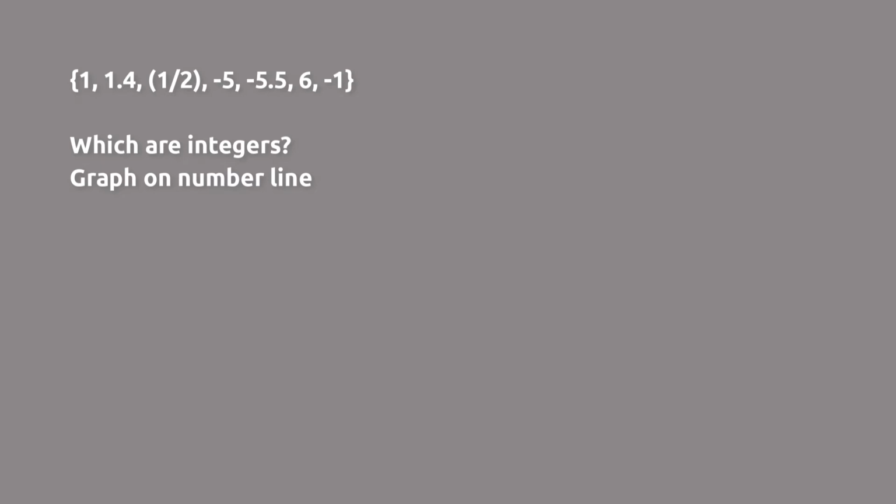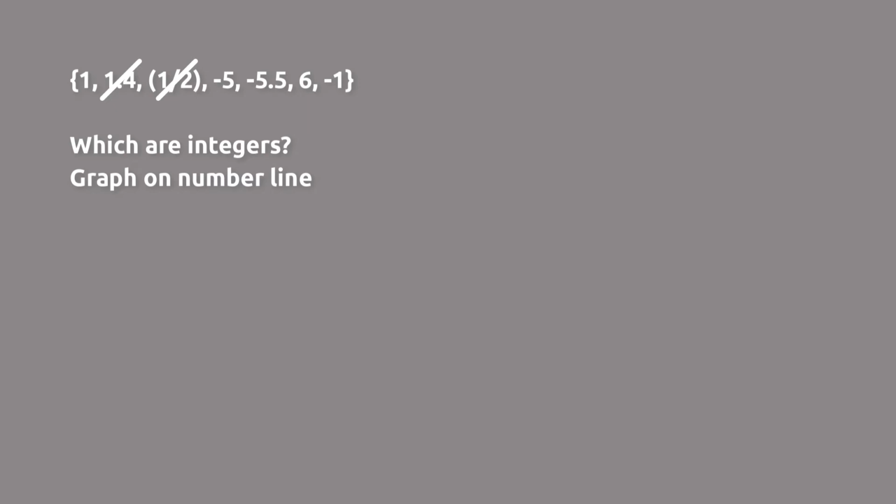1, that is definitely an integer. 1.4, it has a decimal, and there is something besides 0 to the right of the decimal, so therefore this is not an integer. 1/2, that's a rational number, but it is not an integer. It's made up of integers in the numerator and denominator, but in order to be an integer, we need a whole number, either positive or negative, or 0. 1/2, therefore, is not an integer.